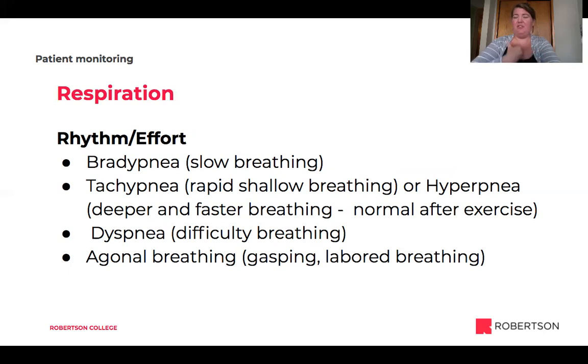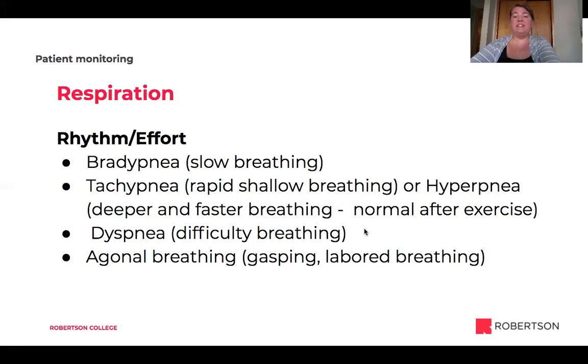So think about like after you've gone for a run, or if you've carried something really heavy or wrestled with a big dog, you're probably going to be breathing deeper and faster. So that's normal after exercise. Might be normal for a patient that's really excited to be in the clinic, but really, really fast and rapid breathing, tachypnea, that isn't normal, and we would record that in the file.